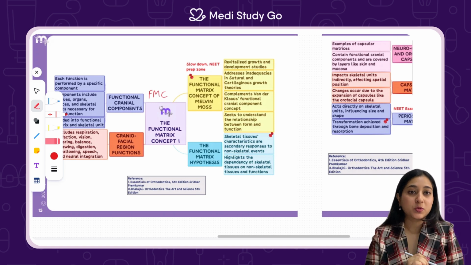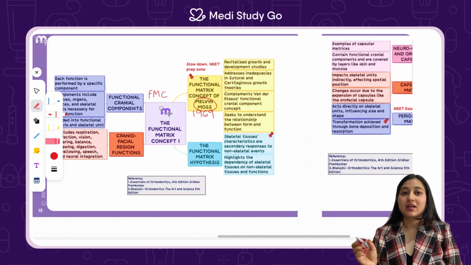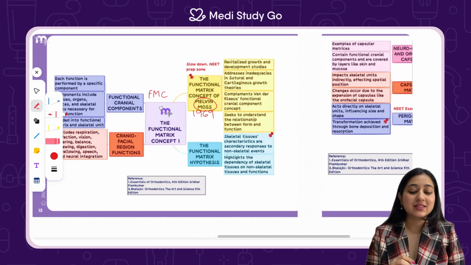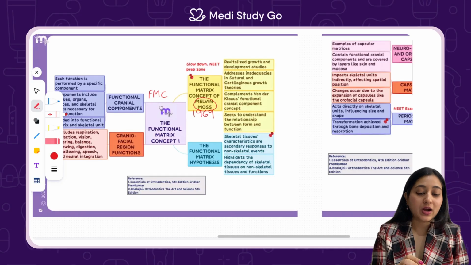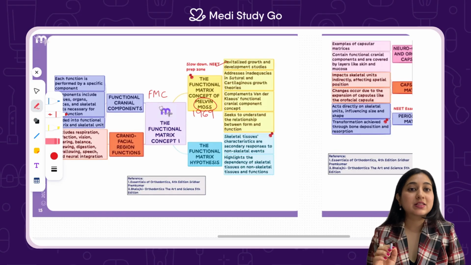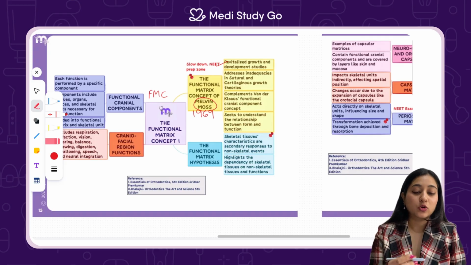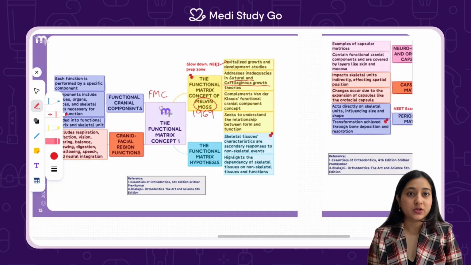This theory was proposed by Dr. Melvin Moss in the year 1969. So this is one of the neat nuggets here. This was proposed by Dr. Melvin Moss in 1969. The proposal of this theory revitalized growth and developmental studies. That means it increased the interest in growth and developmental studies. This addresses the inadequacies of the sutural as well as the cartilaginous growth theories.